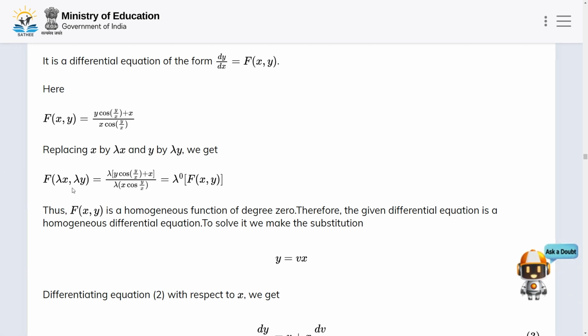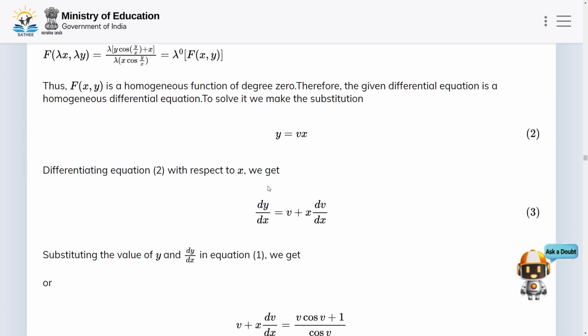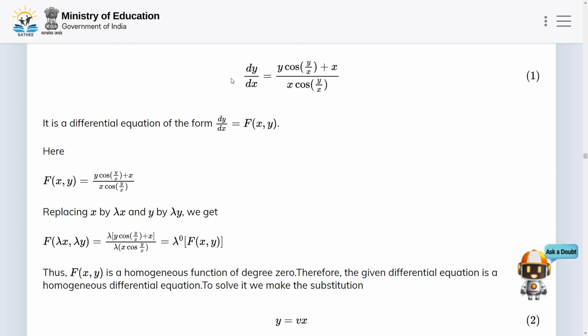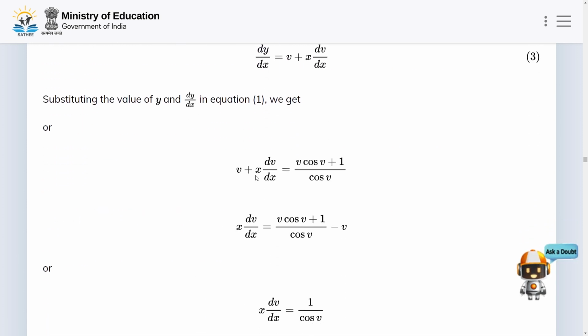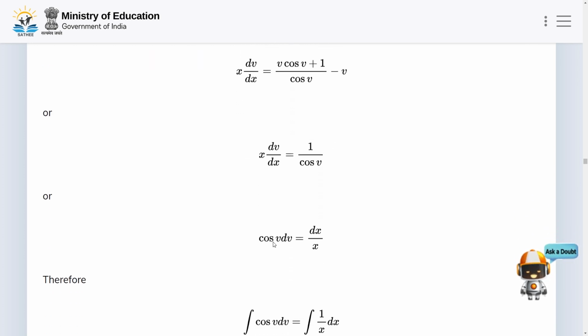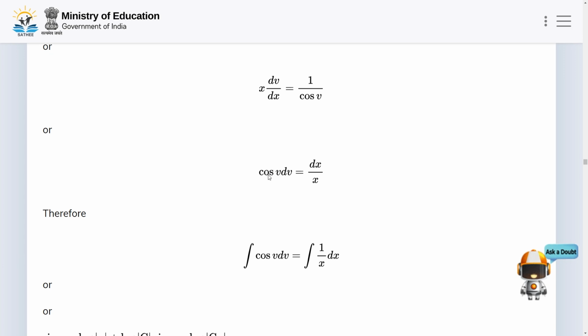Now in order to solve, substitute y is equal to vx. This means dy by dx is equal to v plus x dv by dx. Replace this into the first equation. You will get v plus x dv by dx is equal to (v cos v plus 1) by cos v. Now rearrange some terms. After cross multiplication you will get cos v dv is equal to dx by x. Clear?